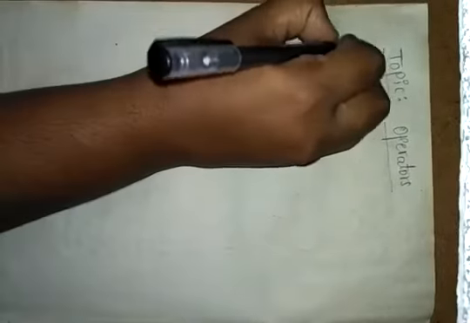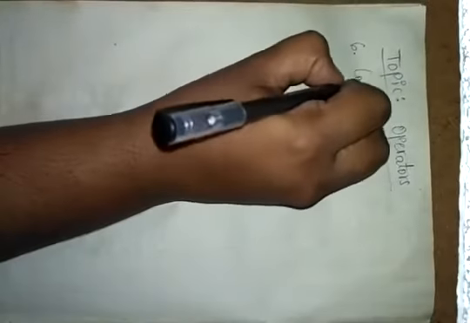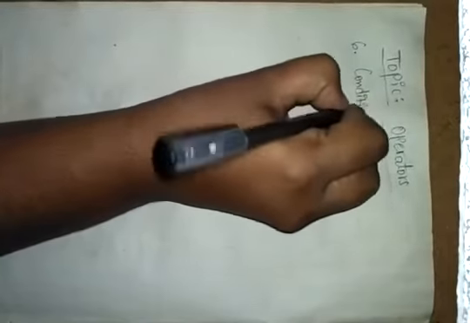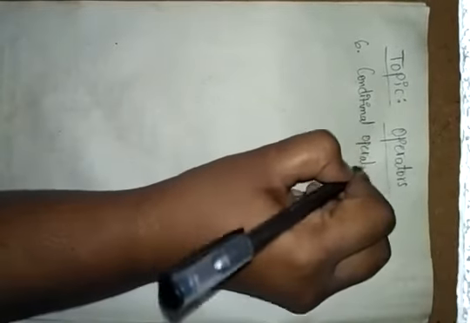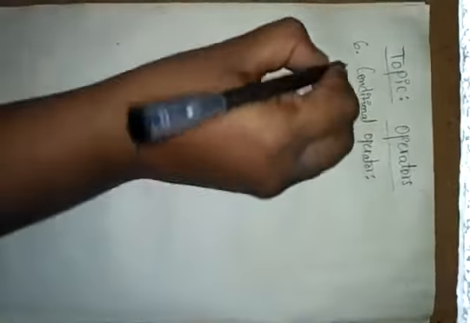We have the next operators here: conditional operators, bitwise operators, and special operators. Let's see. The sixth one we have is the conditional operator.